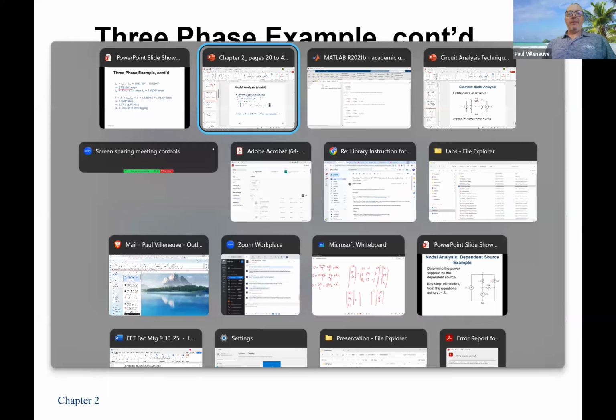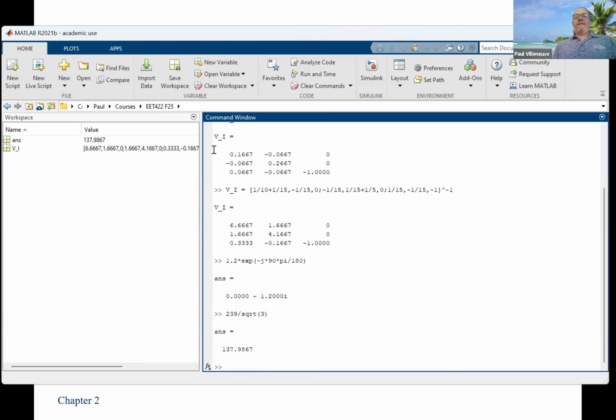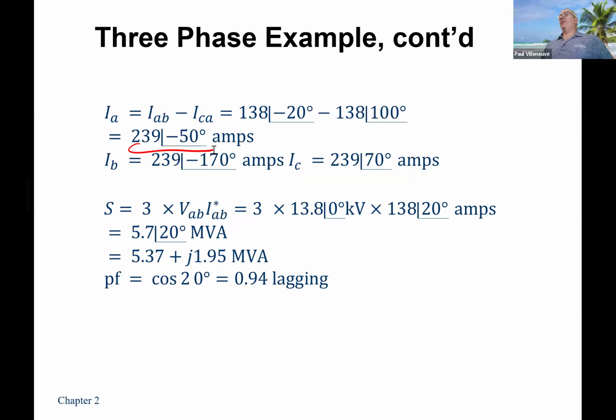I can do it in MATLAB here too. 239 divided by the square root of 3. What do you think it's going to be? What do you know, 138. So we did it here in class with KCL, and we just proved that that 138 is where that comes from. Okay. And then the power, the S, is just 3 VI conjugate.